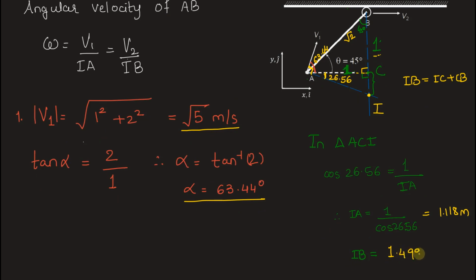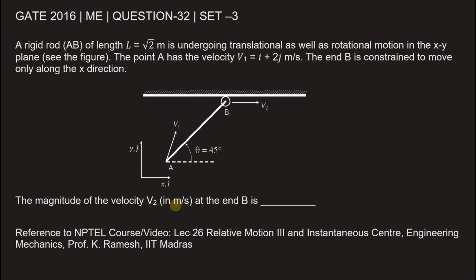Substituting these values, along with the magnitude of v1, in the previous relation that we obtained as equation 1, we will get v2 equal to IB upon IA into v1, that is 1.4999 recurring divided by 1.118 into root 5. When calculated in a digital calculator, this value comes out to be 3 meter per second. Let's fill in the answer. We have the magnitude of velocity v2 in meter per second at the end B is 3.